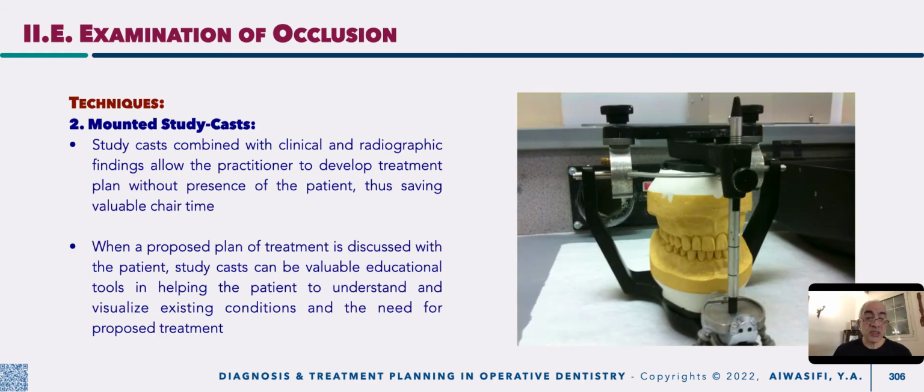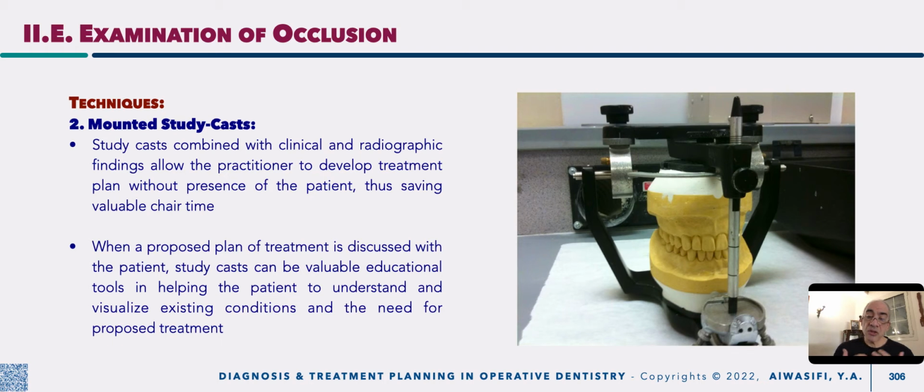Mounted casts combined with radiographic findings, including panoramic views, bite wing views, and periapical views, will allow you to develop a treatment plan without the presence of the patient. Thus, if you have your mounted cast, your panoramic views, and your records about the case and other clinical examination, then you have all the problem, and you could get a clear view about it, so that you could design your treatment plan clearly. Then you come to the patient to discuss it with him.